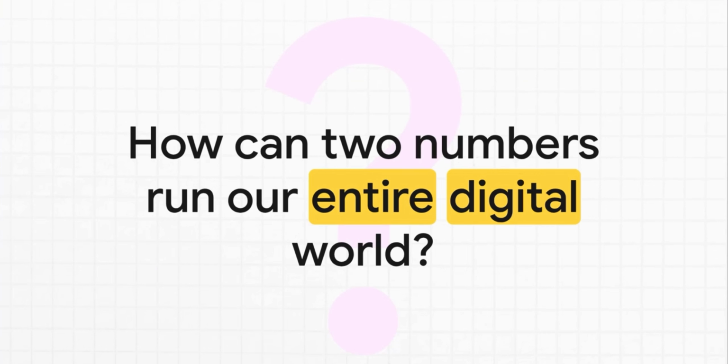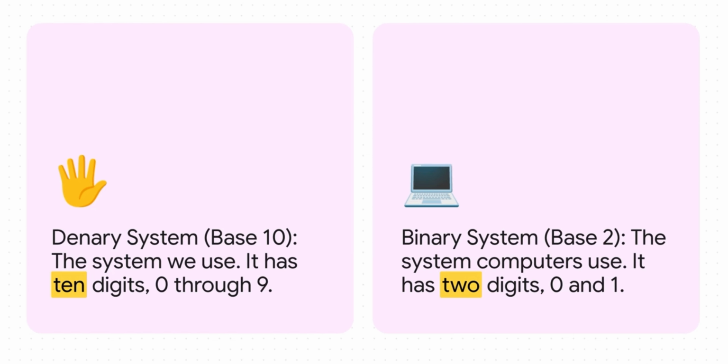And that really brings us to the biggest question of all, doesn't it? How is it even possible? How can every photo you've ever taken, every song you've streamed, every complex world in a video game be built from something as simple as a 1 or a 0? Well, the whole answer is in the number system.